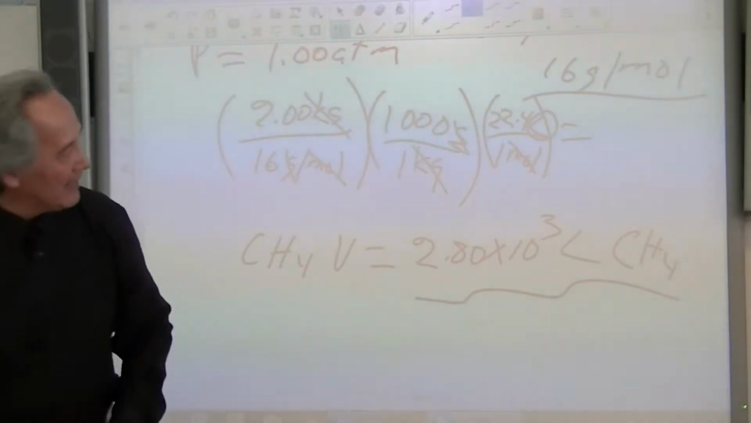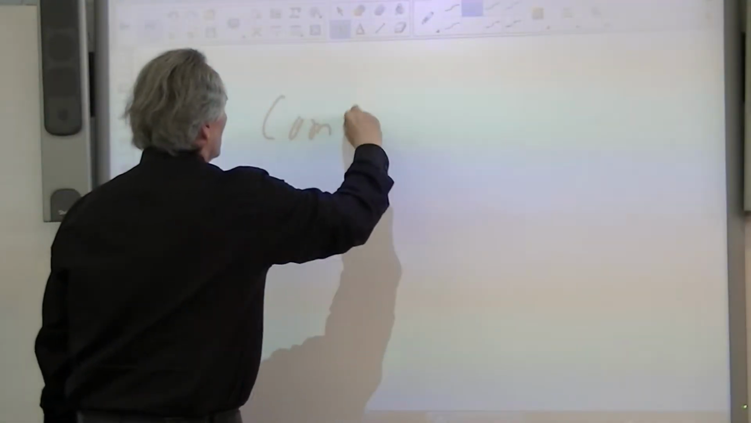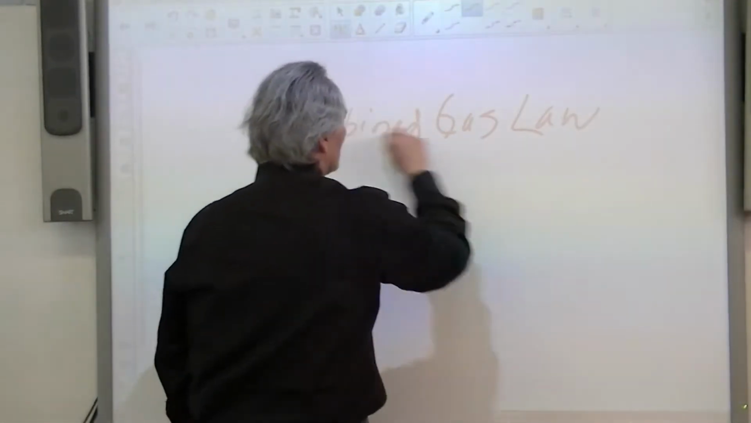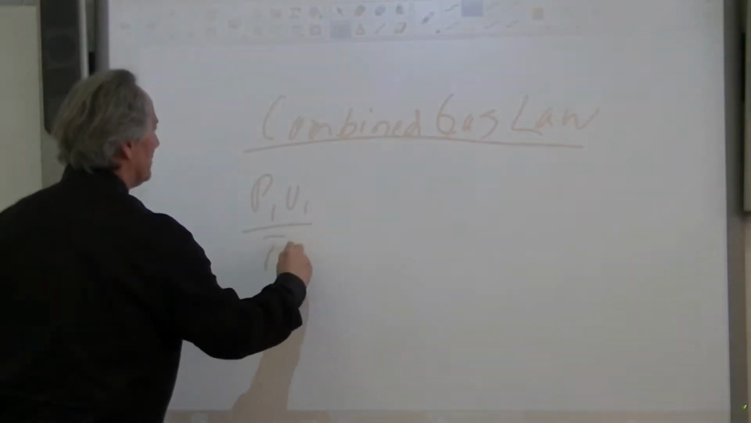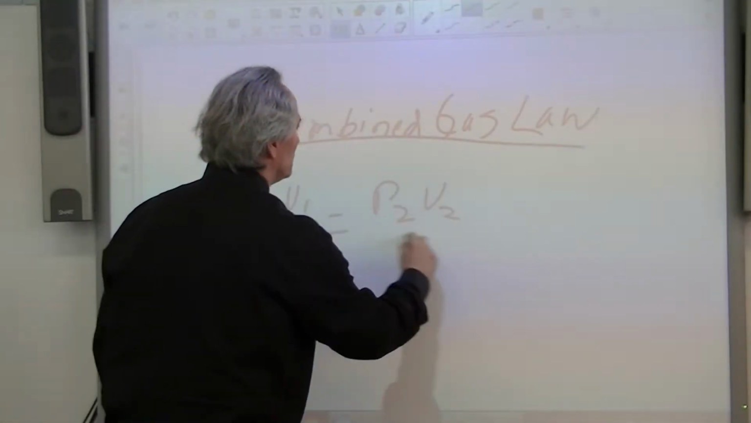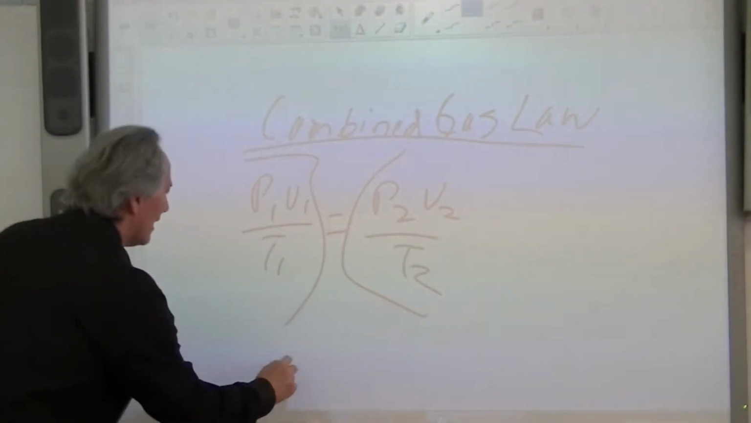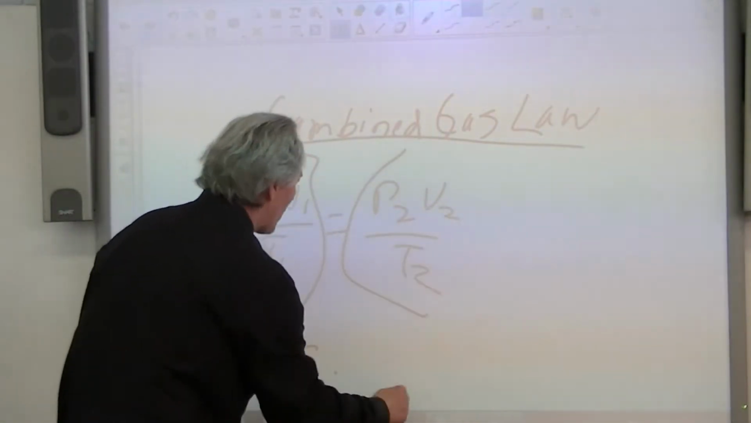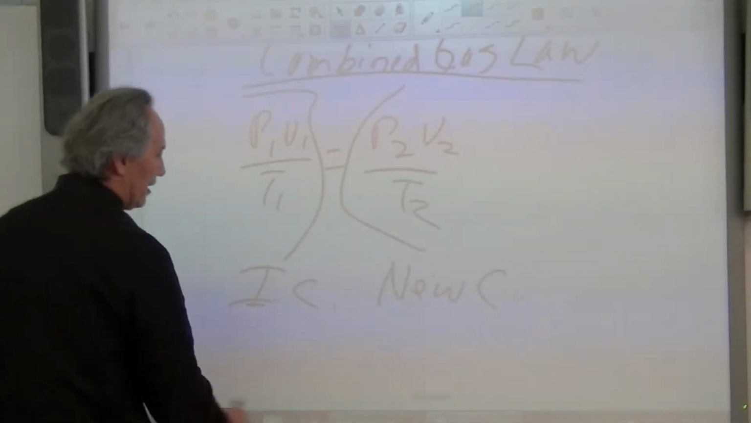Let's continue on. Now, let's talk a little bit about the combined gas law. Many of you have already studied this, and let me just give you a few facts. Conventionally, it's expressed as P1V1 over T1 equals P2V2 over T2. Now note, on this left side, these would be initial conditions, IC, whereas these on the right side would be new conditions. Let me go ahead and scroll that up.